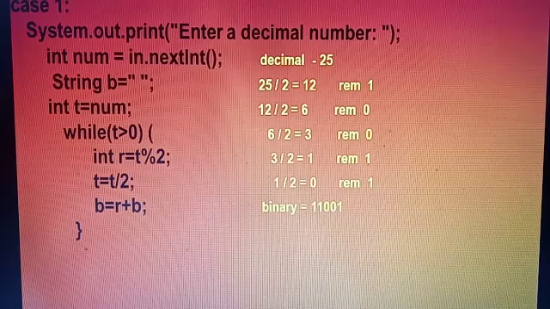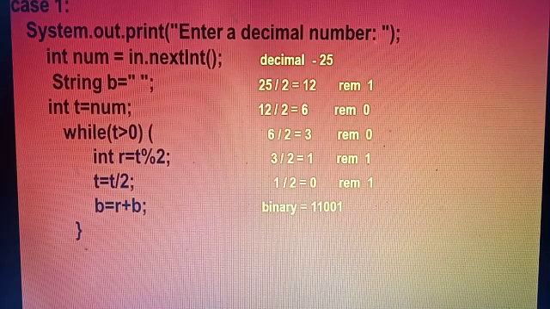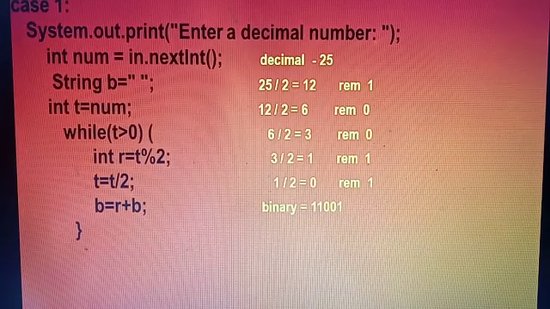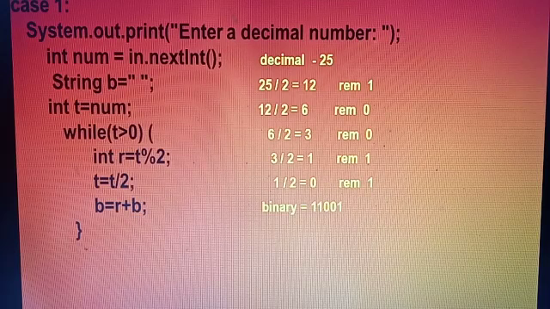Why are we using while here? Because the while loop is an unfixed iterative type. It executes a set of statements till a given condition is true. That is why we are using while here. Then int r = t mod 2. So what you will get? r. Then t = t / 2, you will get the t.